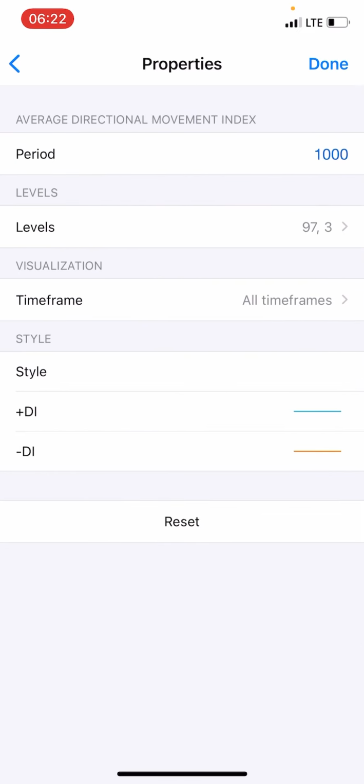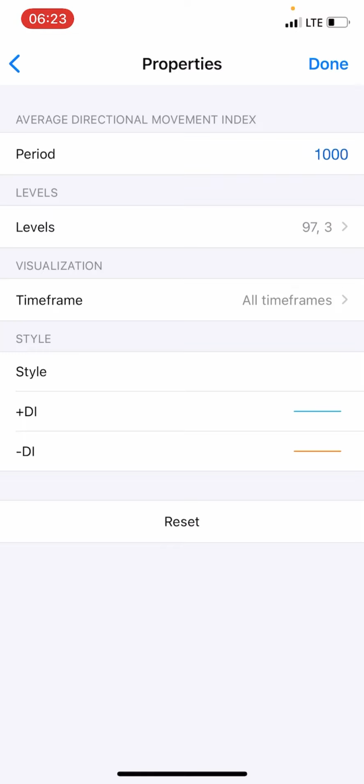Now the ADMI, the average directional movement, has a period of 1000. The levels are 93, 97, and 3. Time frame, all time frames. The style, I use white. The positive DI, I used blue, while the negative DI, I used red. That's the line that you see above and below. When it's on the Boom and Crash, you know it changes.